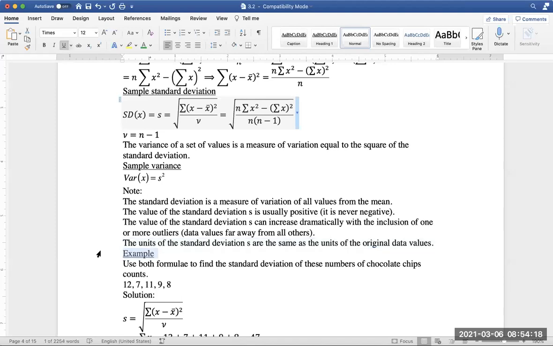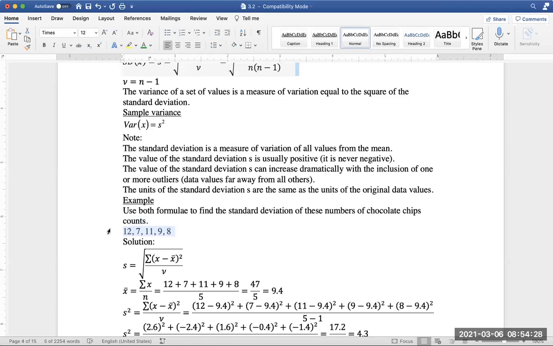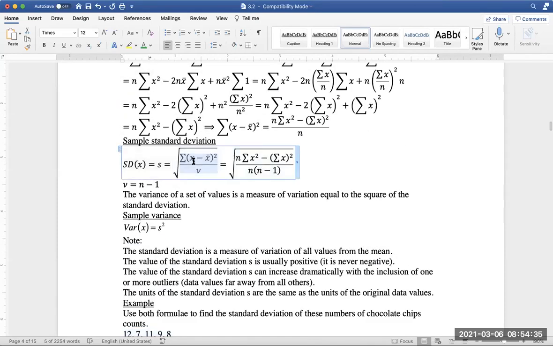So let's use both formulas to find the standard deviation of chocolate chip counts: 12, 7, 11, 9, 8. So let's use this formula first, and then this formula next.